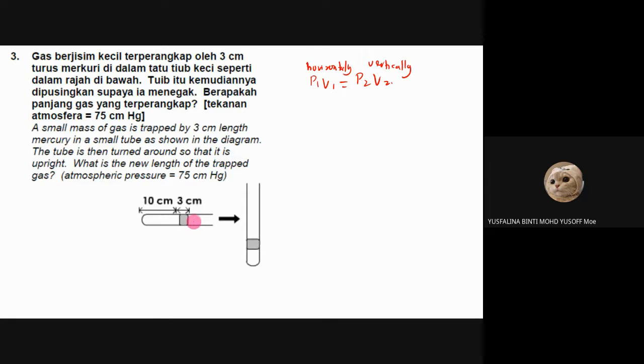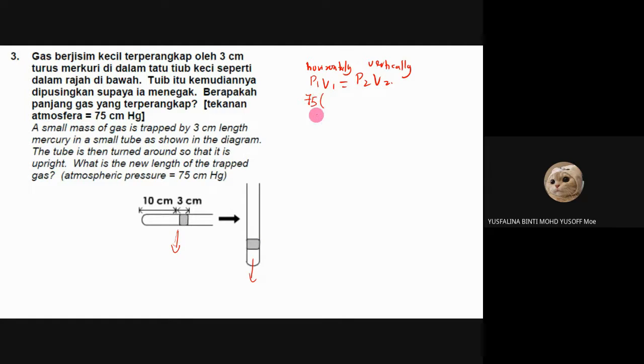So for the horizontal one it is only 75, because for the horizontal there is no force, no pressure acting on the mercury. Why? Actually this comes from the gravity force. There is no way for gravity to pull the mercury downward because it's horizontal, right? But for this one, there's a chance for gravity to pull down the mercury and also the atmospheric pressure. So that's why we have to add 75 plus 3 here. This one only 75.